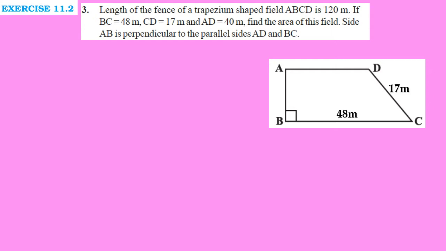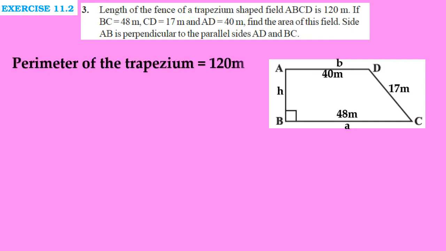The length of the fence of a trapezium shaped field ABCD is given. Length of the fence means the perimeter of the trapezium is given here, and the lengths of 3 sides are given, and we have to find the area. Here one of the sides itself becomes the altitude. AB is the side and it is also the altitude. So from the perimeter, we need to find the side AB, that is the height of the trapezium. Then you have to apply the formula of area.